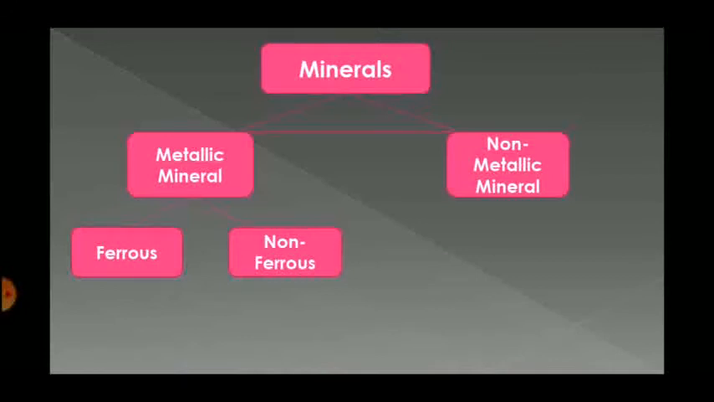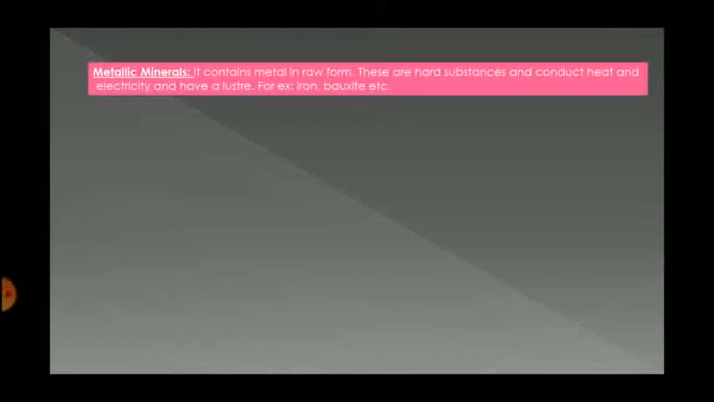Let us now know the different types of mineral. Minerals are classified into two groups. They are metallic minerals and non-metallic minerals. Metallic minerals are further divided into two groups. They are known as ferrous and non-ferrous minerals. Now let us know about the metallic minerals.